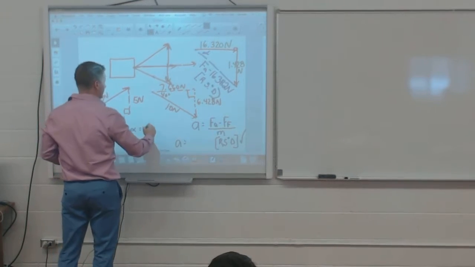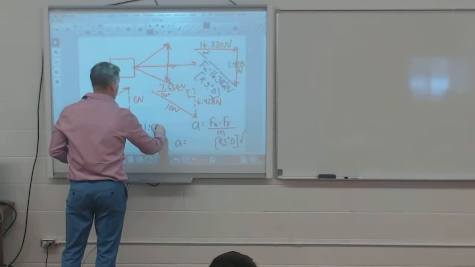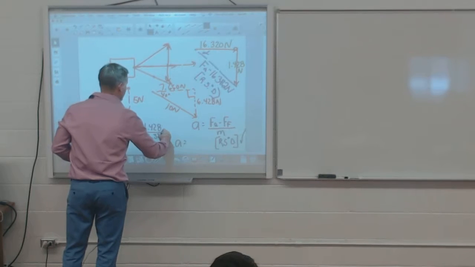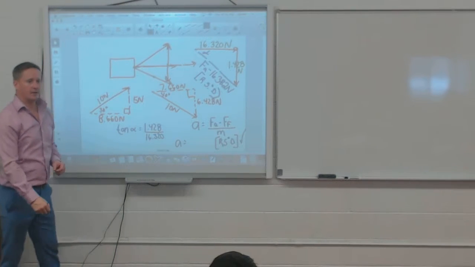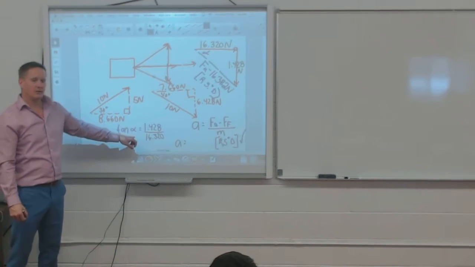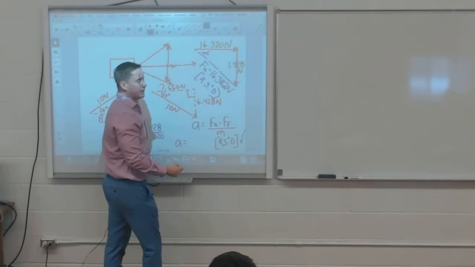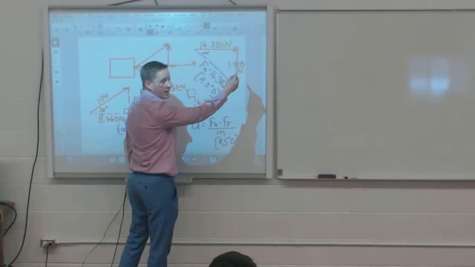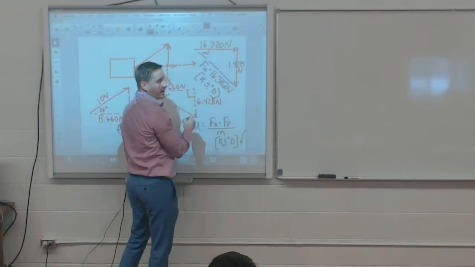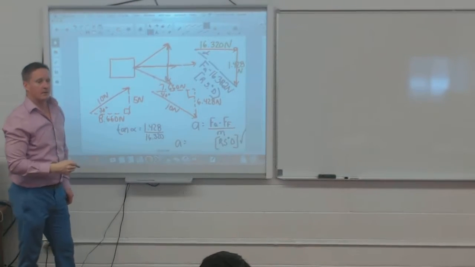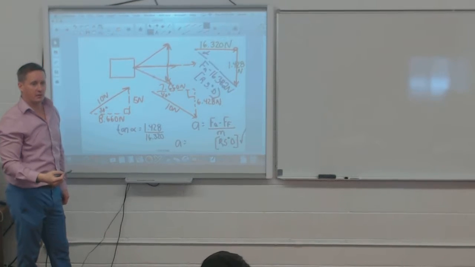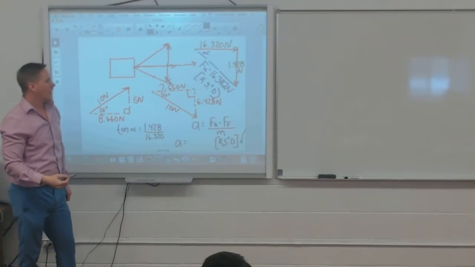So to get that angle, tan alpha is equal to 1.428 over 16.320. So use your tan and use these guys. You could use sine, but if you're using sine, Morgan, you have to use this guy and that guy. I bet that's where your error is. So you're recommending just use tan?